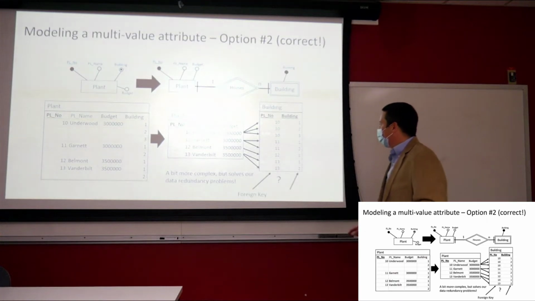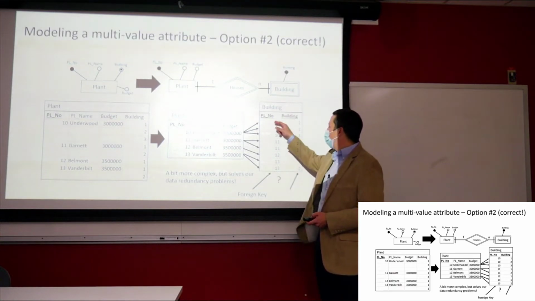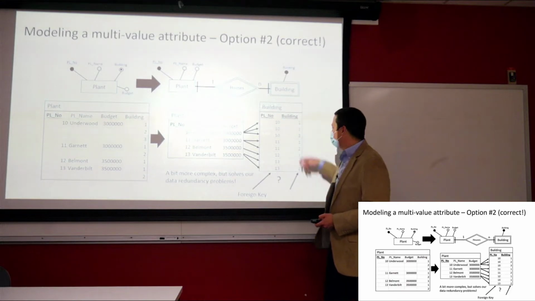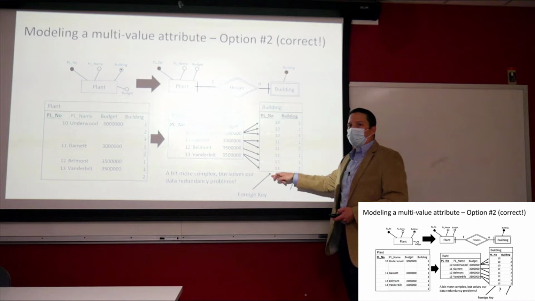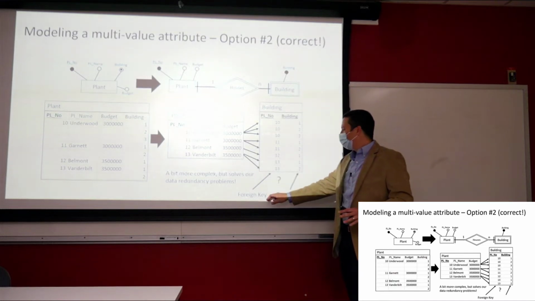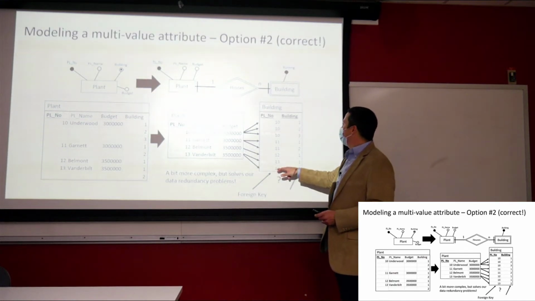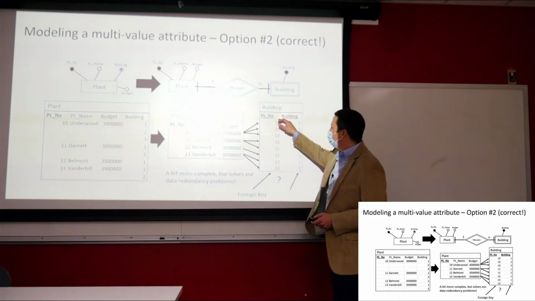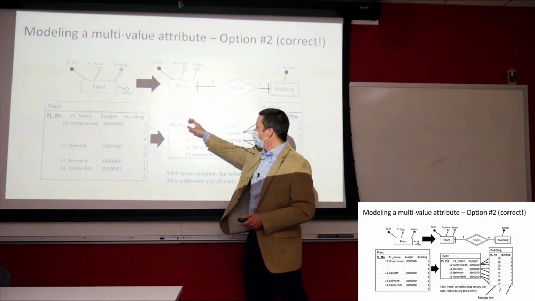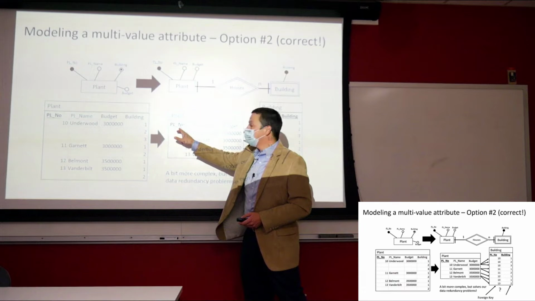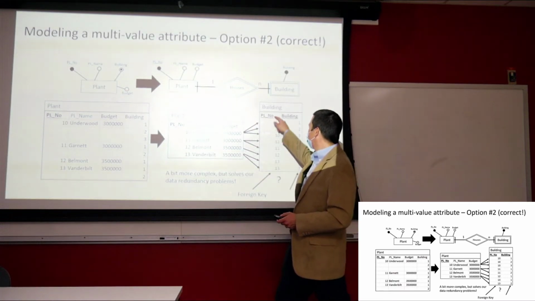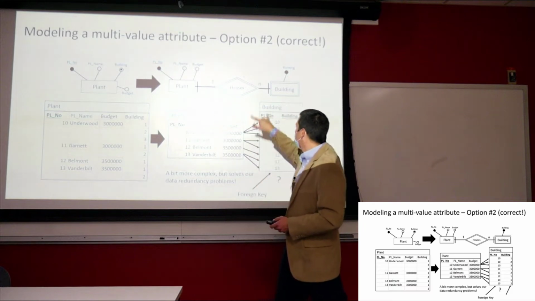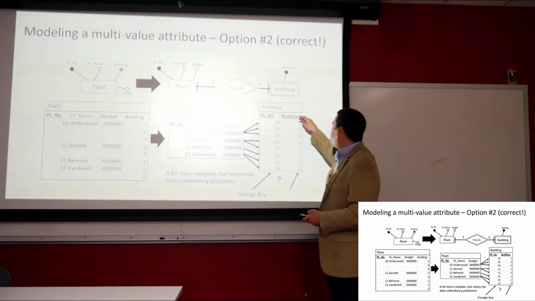Now that we have this new entity with the values plant number and building ID, plant number is what we call a foreign key, and we're going to learn more about exactly what a foreign key is a little bit later tonight. This is a foreign key that refers to this candidate key, and in this case, a primary key in the plant relation. So this foreign key establishes the relationship between these two entities.